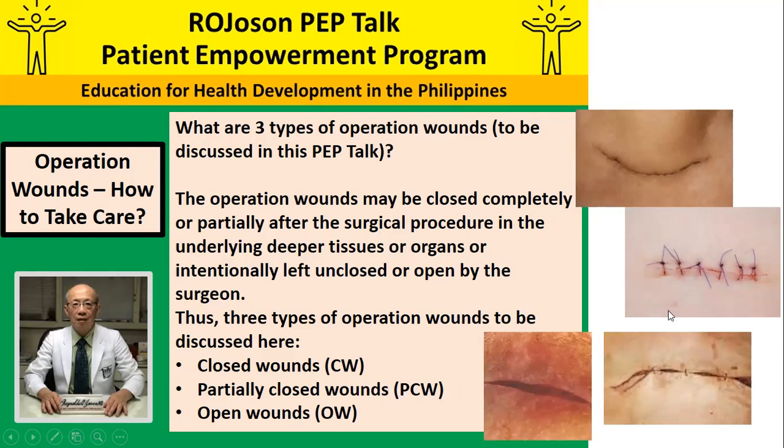The closed wounds, as exemplified by this one, the wound is totally closed, and also this one, partially closed. So there are some gaping areas in the wound, not totally closed, and open wounds. So the wound was left open by the surgeon with no sutures, not even one suture was placed. So these are the open wounds, partially closed, and completely closed wounds.